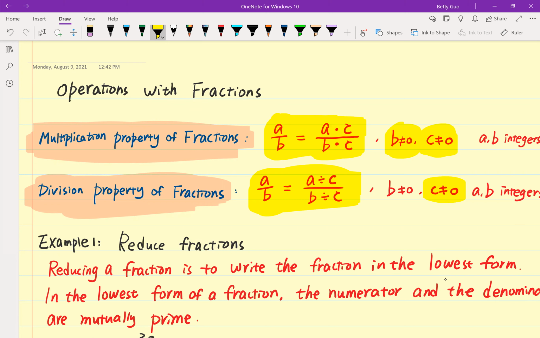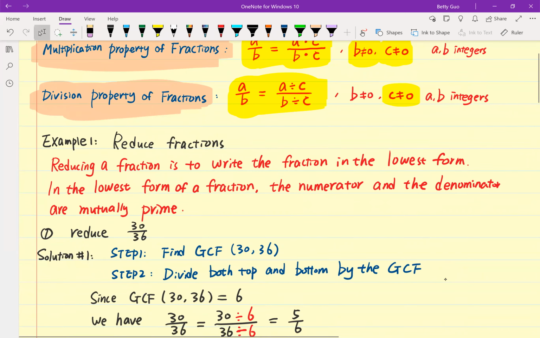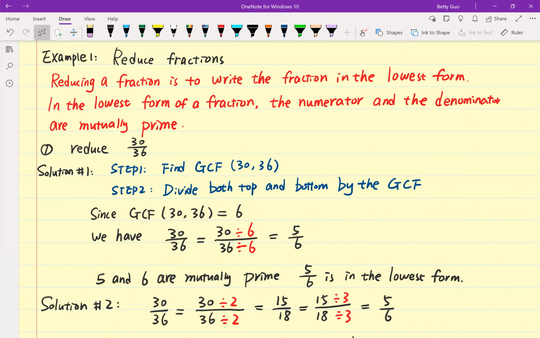For the first example, let's see how we simplify a fraction. Simplifying a fraction is also called reducing a fraction. I have the definition right here; you can copy it down. Reducing a fraction is to write the fraction in the lowest form. Writing the fraction in the lowest form means you write the fraction in a form in which the top and the bottom of the fraction are mutually prime.